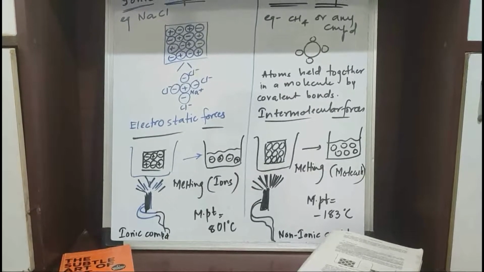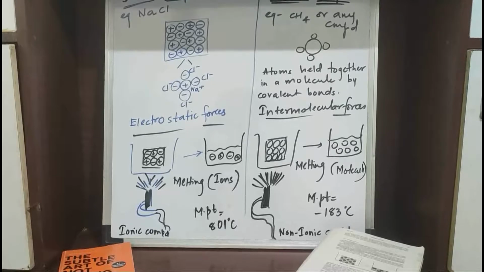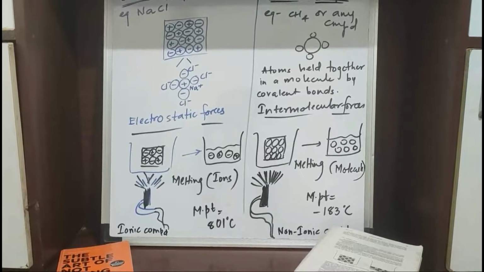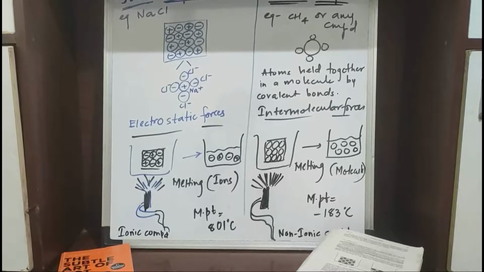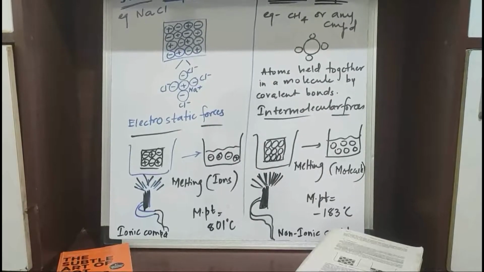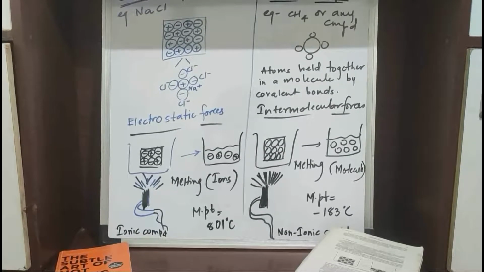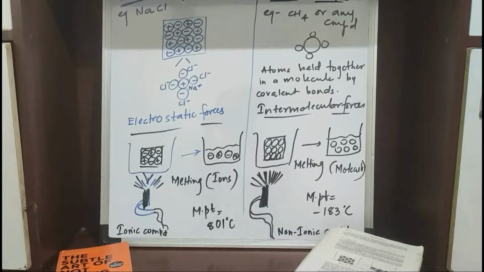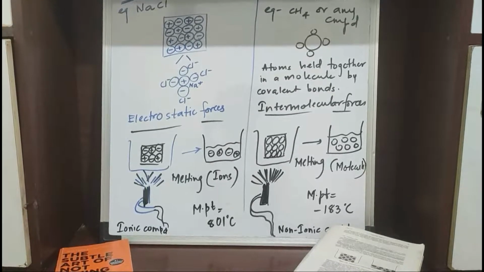We have various other examples of ionic compounds as well, for example KCl, KBr, KI, NaBr, KNO3. In this case, one positive ion is surrounded by negative ions, and in turn those negative ions are also surrounded by positive ions. This leads to a force between them, which is called the electrostatic force of attraction.